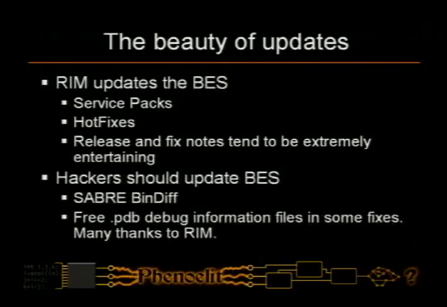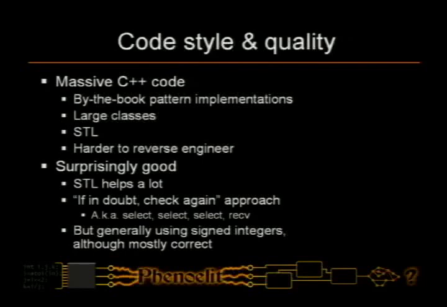There's one very nice thing about the updates that RIM rolls out for the enterprise server. If you get an enterprise server in a default installation, release version, it of course doesn't have any symbols. But once you install a service pack or a hotfix, every file that got touched by the hotfix is actually coming, including its PDB file, so you get the debug symbols for your server software, and that makes your IDA installation really happy. And of course, you can bin diff the whole thing and find the bugs they already fixed. Looking at the code and the style, it's actually pretty good C++ code.